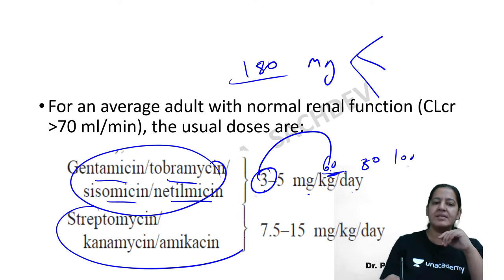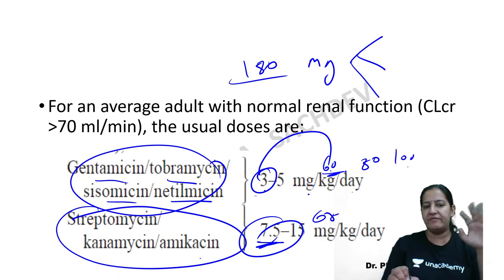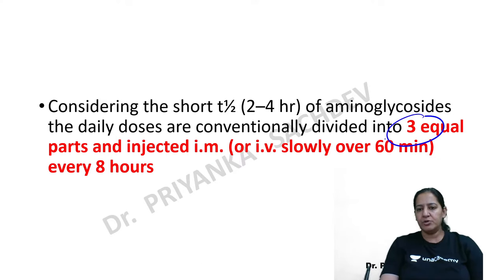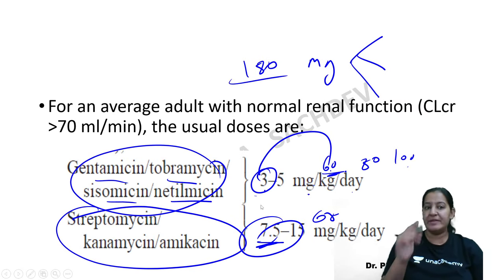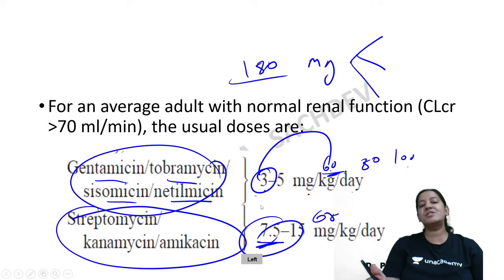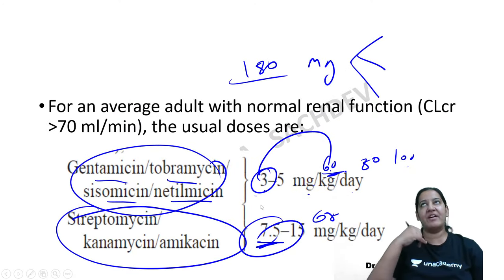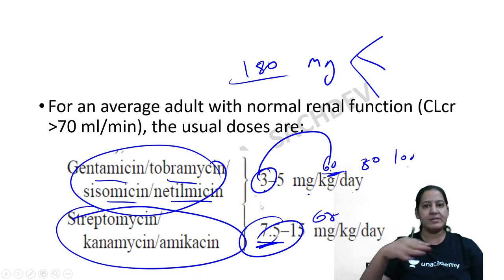And the dose of streptomycin, kanamycin, amikacin is 7.5 milligram per kg. So 60 times 7.5, and divide into 3 doses. Divide into 3 equal parts, every 8 hourly. And that is not oral, that is injectable. So three-time injections. This is the peculiar dose that you have to learn. Now the dose doesn't depend only on the intake. The plasma concentration of the drug actually working in the blood depends on 2 things: what is the intake and what is the excretion?